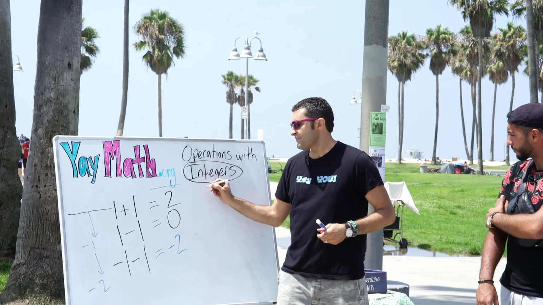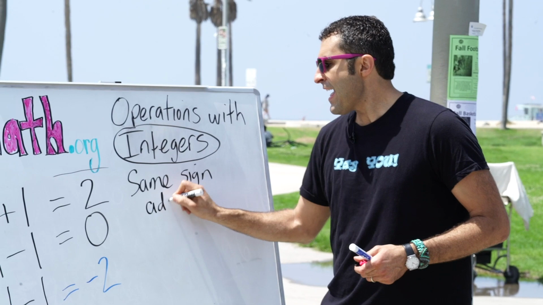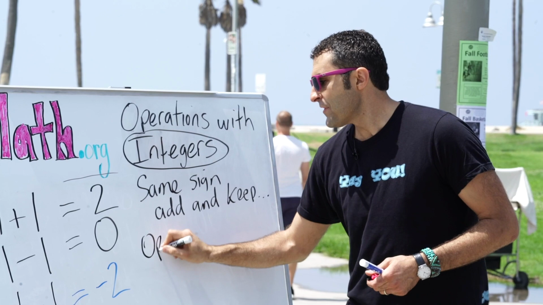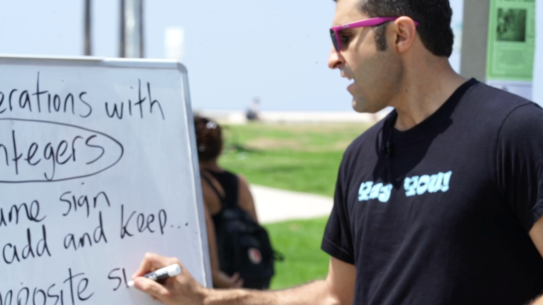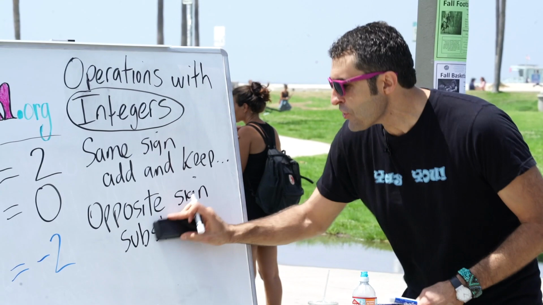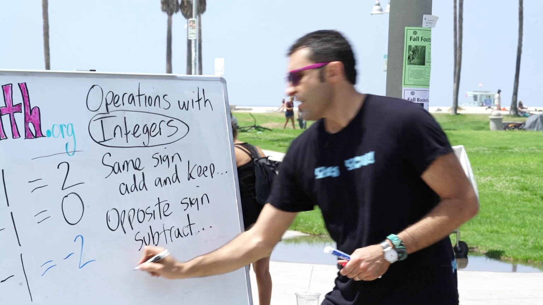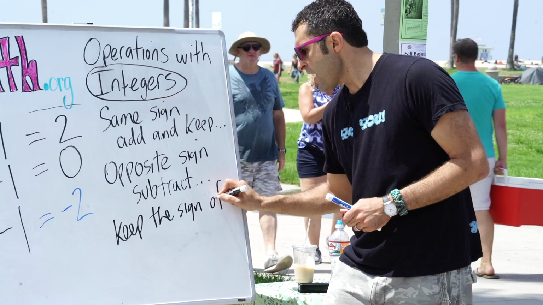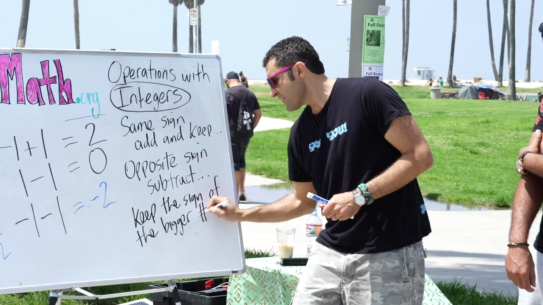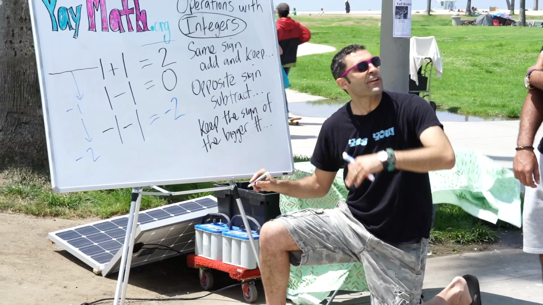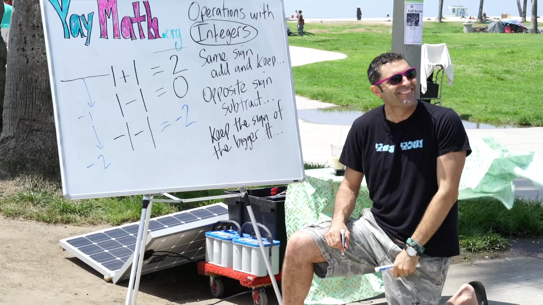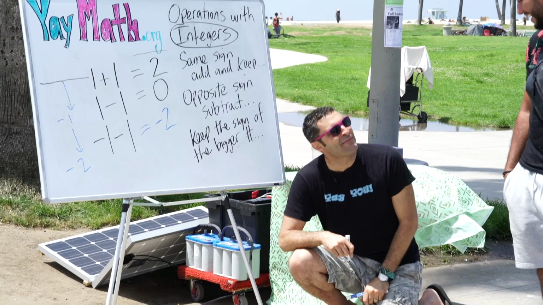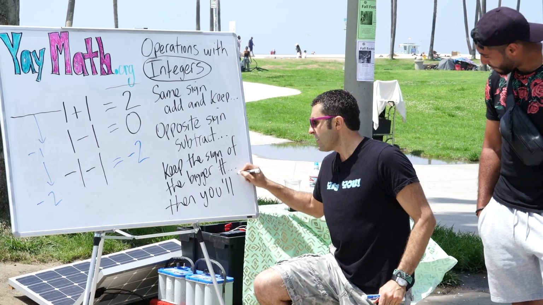Same sign, add and keep. Opposite sign, subtract, keep the sign of the bigger number, then you'll be exact. Oh, it does rhyme. All right, it's 4 lines.